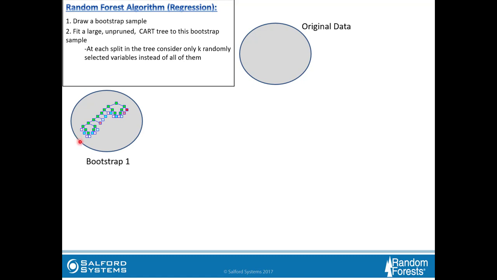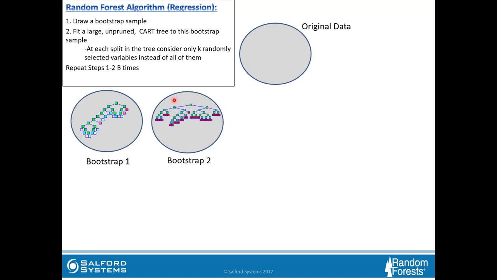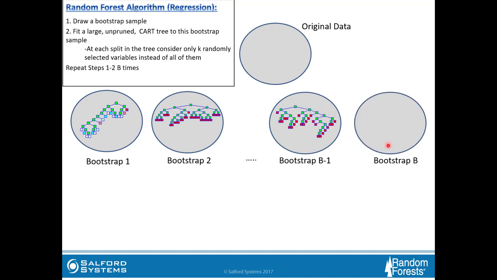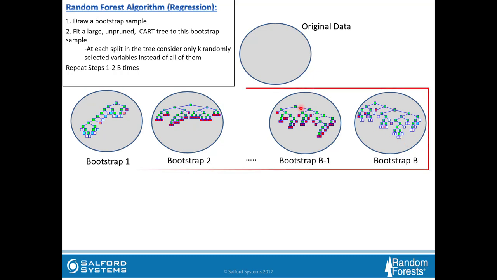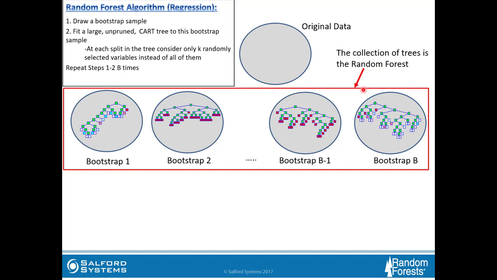So we build our tree, and then we just repeat steps 1 and 2 B times. So here's another one, and then here's another tree, and keep going. Here's another bootstrap sample, build another tree. Notice how all of these trees are different. And then finally, at our Bth bootstrap sample, build another tree. This collection of trees that you see here is actually the random forest itself. A random forest is nothing more than this collection of CART trees.